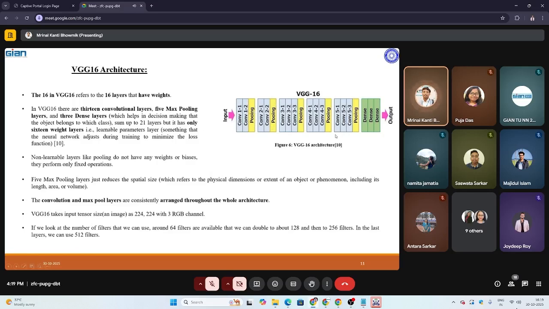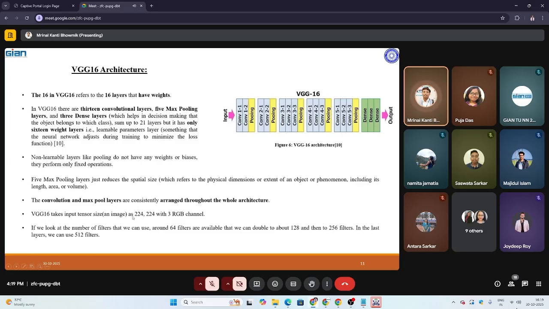I will be explaining that on the next slide. The max pooling layer just reduces the spatial size, which refers to the physical dimensions or extent of an object or phenomenon, including its length, area, or volume. The convolution and max pool layers are consistently arranged throughout the whole architecture. That is, the convolution layer and max pool layer are arranged through the whole architecture.